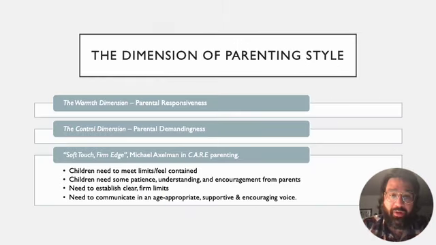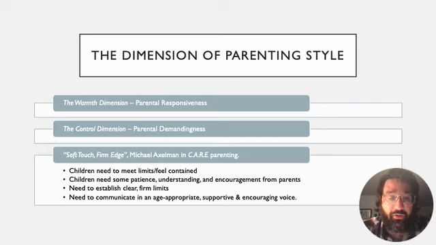So now we're going to talk a little bit about the dimension of parenting styles. There are two major dimensions that we talk about when we talk about parenting. We have the warmth dimension, which refers to parental responsiveness, how responsive parents are to their children's needs. And then we have the control dimension, which is parental demandingness, the rules and limits that parents set for their kids.